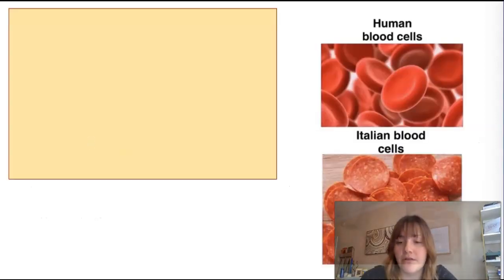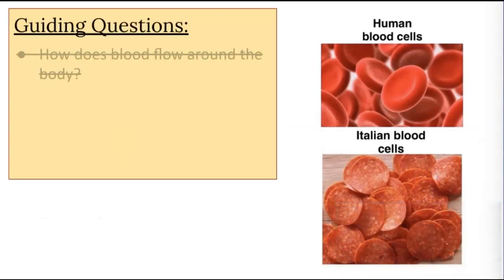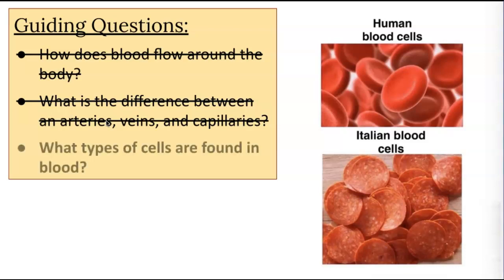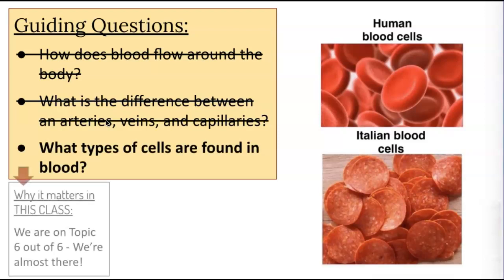Okay, so let's dive on in. Guiding questions. I struck through these two because we have already done them. We already learned about how blood flows around the body, and we also learned about the difference between arteries, veins, and capillaries. You're still going to need to know it for your exit ticket today. But this lesson took 2 days because it was a little bit longer. Today we are just talking about the types of cells that are found in the blood. We're basically talking about blood composition.